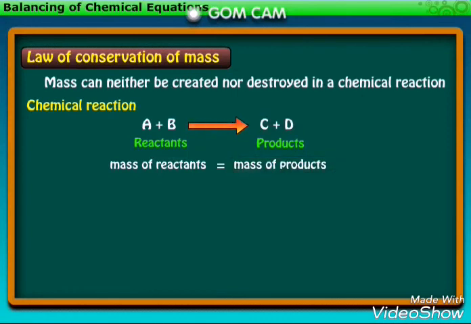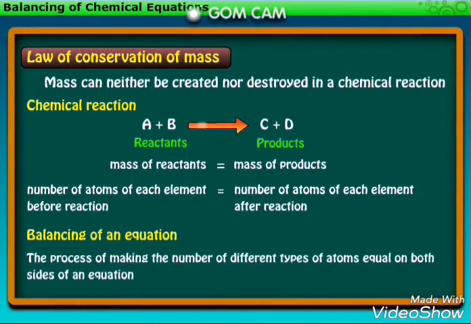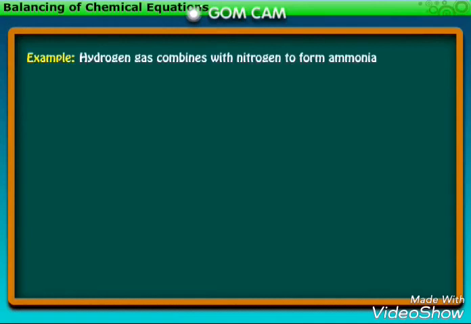In other words, we can say that the number of atoms of each element remains the same before and after a chemical reaction. Thus we can define balancing of an equation as the process of making the number of different types of atoms equal on both sides of an equation. Let us take an example to understand the balancing of an equation.